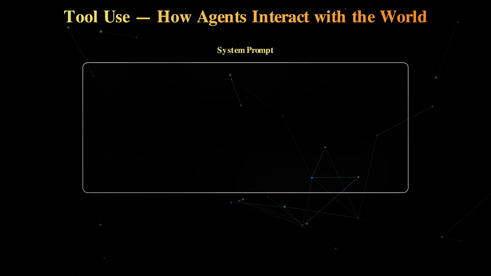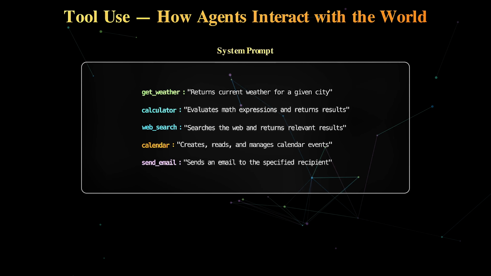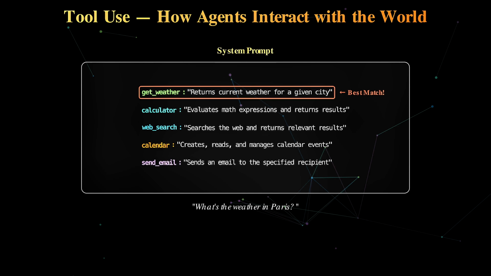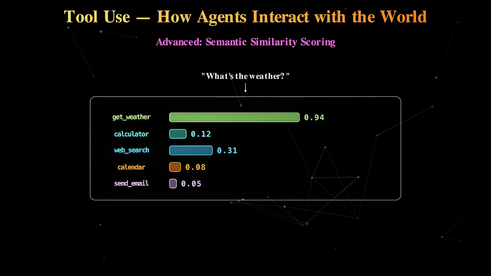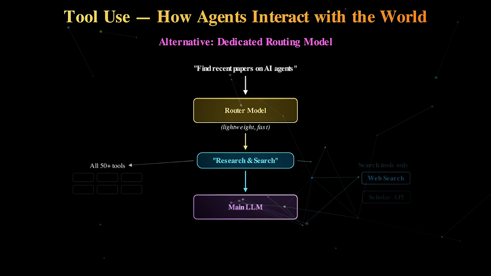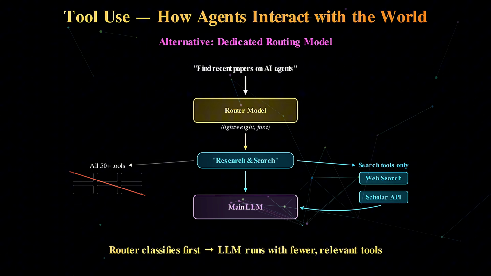The selection mechanism works because the MCP client has already discovered each tool's name, description, and parameter schema, and injected them into the LLM's tool definitions. The model compares the user's request against those descriptions and picks the best match, or none at all. This is why writing clear, specific tool descriptions is critical. Vague descriptions lead to wrong tool choices. Some advanced systems also use semantic similarity scoring between the query and tool descriptions, or a dedicated routing model that classifies the query before the main LLM runs.